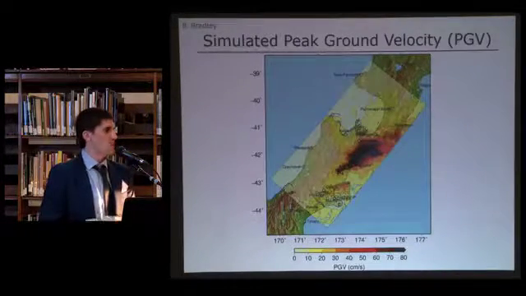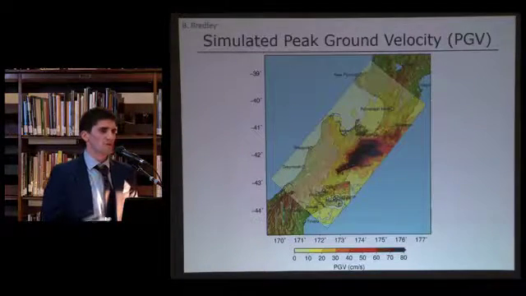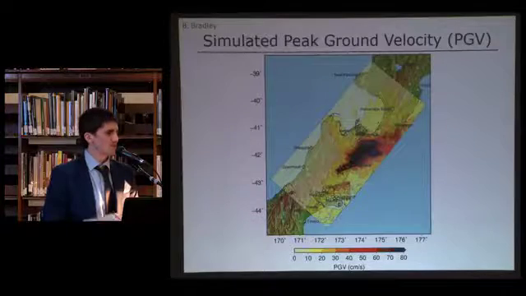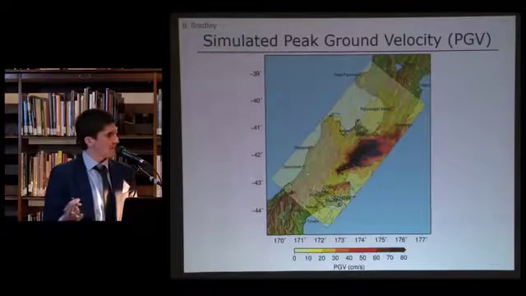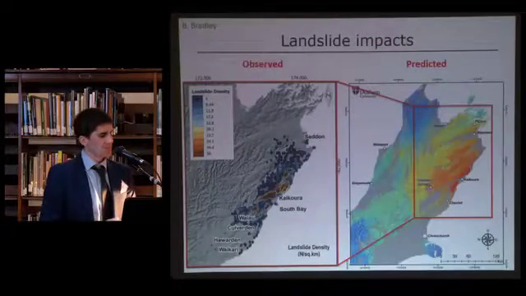And so when we look at the maximum ground velocity, just one simple metric to discriminate the ground shaking, we see that actually most of the strong shaking occurred immediately off the Kaikoura coast, or otherwise in regions where the population density was relatively modest.